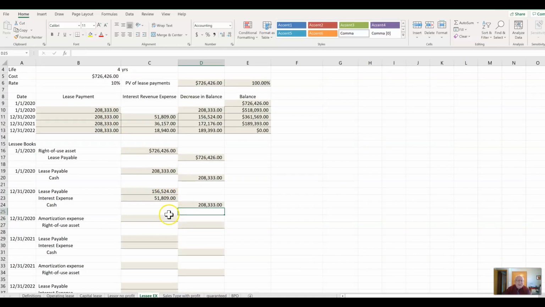Now the amortization expense for this one. So we look at the amortization expense. This is because this is like a sale. We now have the asset as a capital lease. So we have to amortize the right to use. And it's kind of like we did before. It's going to be the $726,426 divided by 4.